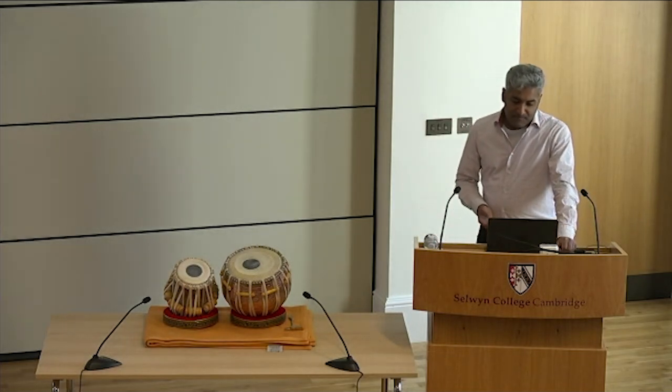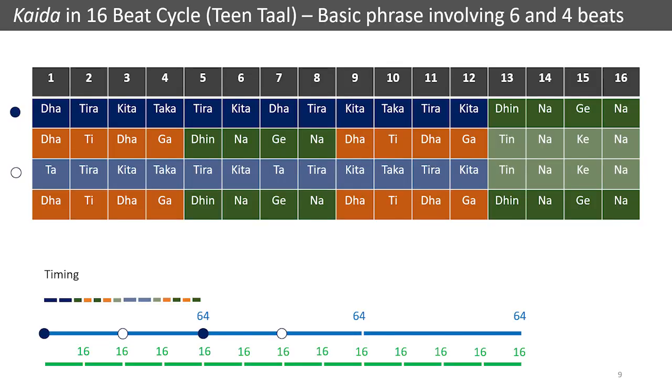So this is a basic composition on a 16-beat cycle. You've got a repeating 16-beat cycle, and as you see over here, several syllables. You count the number of syllables. Each line is 16 syllables, so 16 beats. You have 4 such lines over here, and that gives you about 64 beats. Now these 64 beats have to sit on a meter of 16 beats.